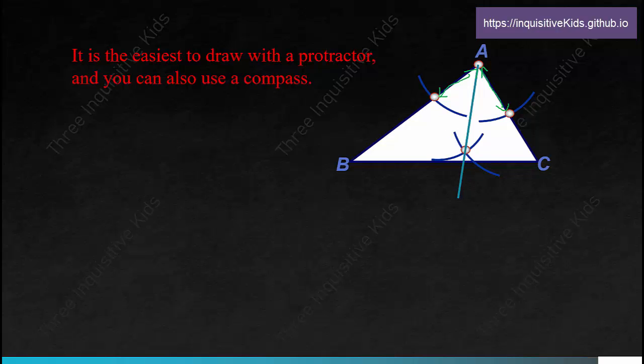Then from those two points, you take another random distance, but that distance has to be long enough for these two arcs to intersect. You use that distance to make an arc here. Then you take that same distance, come over to this point, and make another arc. And where those two second arcs intersect, you connect it with A, and you create a ray, which is the angle bisector of angle BAC.